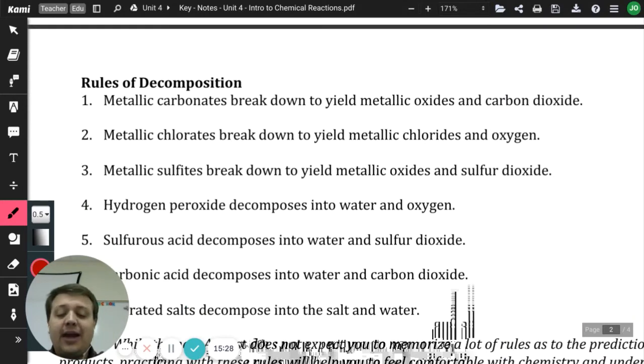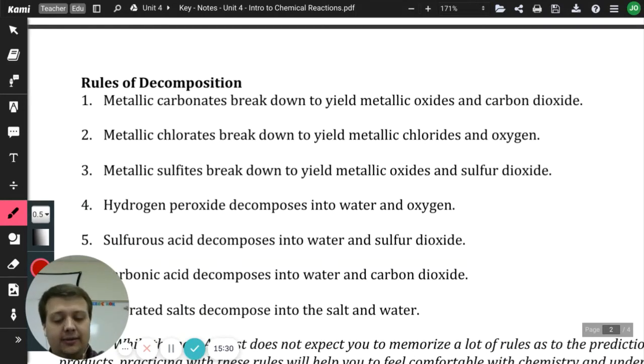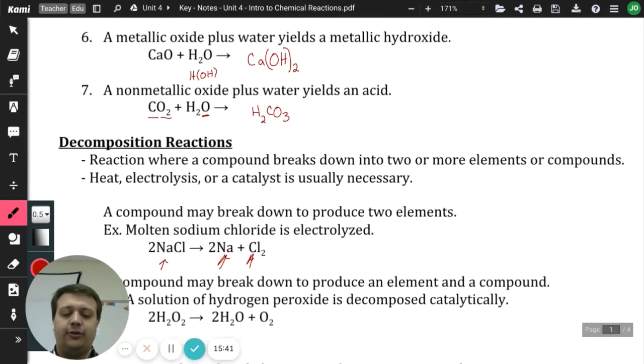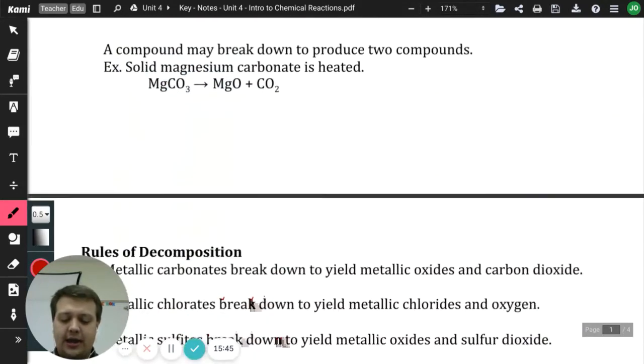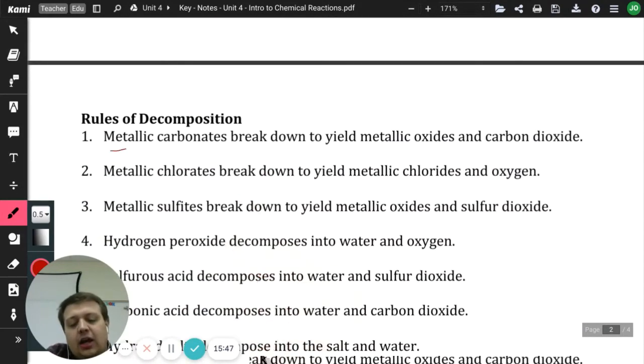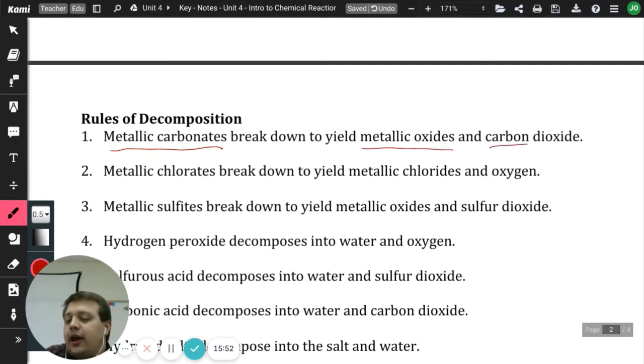So if I've got a metallic carbonate, it's going to break down into a metallic oxide and carbon dioxide. Okay, that sounds very similar to a synthesis rule. So let's go back up to our synthesis rules. So I had a metallic carbonate, and it's breaking down into a metallic oxide and carbon dioxide.